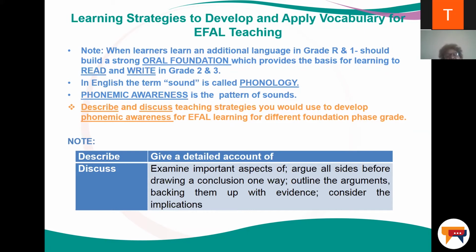It wants you to discuss. Then you examine the important aspects and argue all sides before drawing a conclusion one way. Outline your arguments, backing them with evidence. Consider the implications. So when you're given a question like this, remember how to answer it. It says describe and it says discuss. You're going to describe what teaching strategies are, and you discuss the different teaching strategies that you have described.